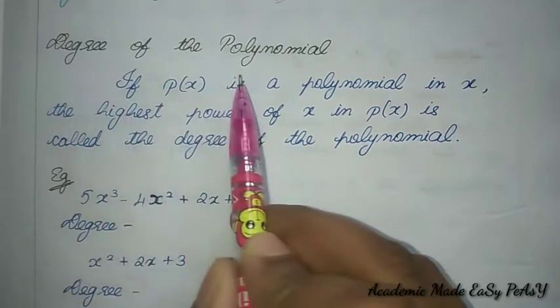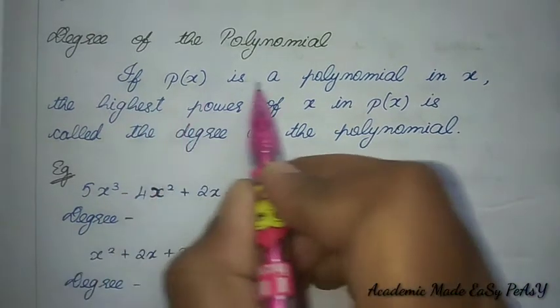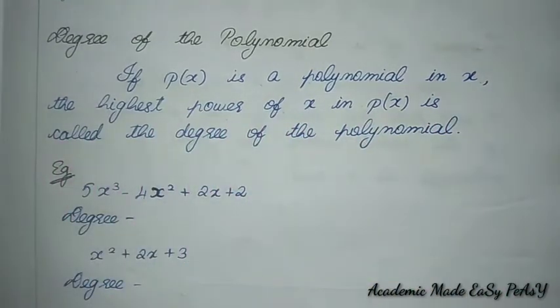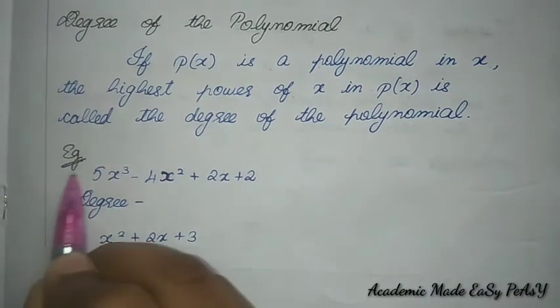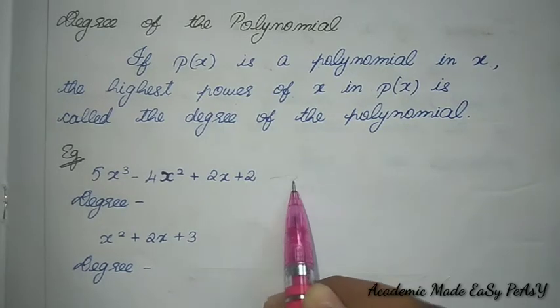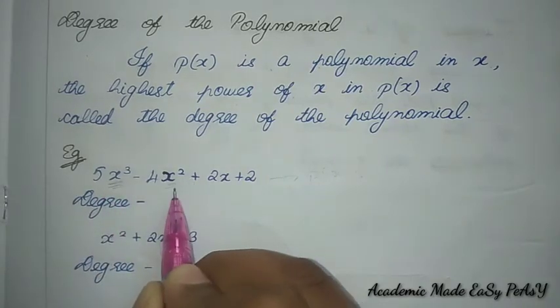Next topic is the degree of the polynomial. The degree of the polynomial is nothing but what type of polynomial it is, whether linear or quadratic or cubic. That only is the degree of the polynomial. The degree of a polynomial is nothing but the highest power of the polynomial. That is, if p of x is a polynomial in x, the highest power of x in p of x is called the degree of the polynomial. For example, I have given here, see, 5x cube minus 4x square plus 2x plus 2. This is the polynomial p of x. Since the function is on x here.